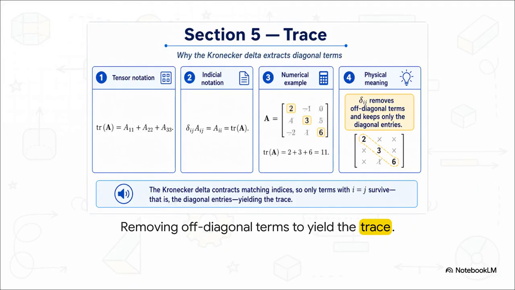You might remember the trace of a tensor A is just the sum of its diagonal components, a11 plus a22 plus a33. Well, in indicial notation, we can write this super cleanly as delta sub ij times a sub ij. Because of how the Kronecker delta works, this expression only survives when i equals j, leaving us with a sub ii. By contracting those matching indices, the Kronecker delta just wipes out all the off-diagonal terms to yield the trace. In our matrix example, that calculates to 2 plus 3 plus 6, giving us exactly 11.